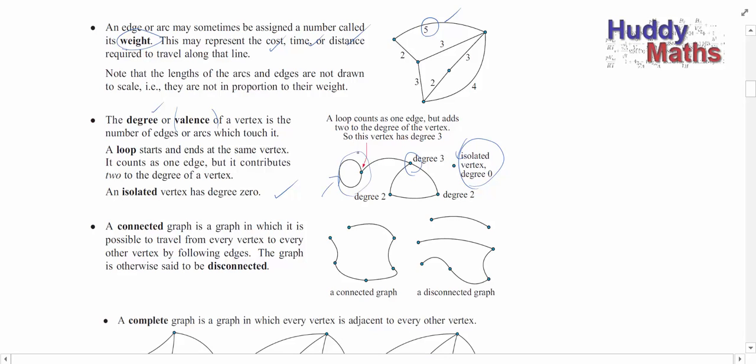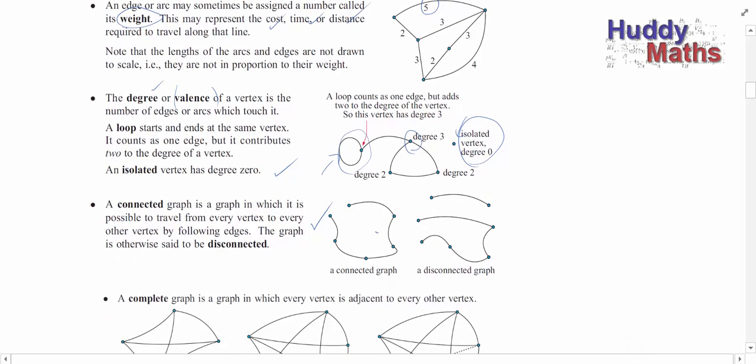Now, a loop means you can start at that vertex, go round somewhere, not necessarily to another vertex, and come back to that. So it's a loop. A connected graph is one where you can travel from every vertex to every other vertex. Otherwise, it's disconnected. So this one is connected. This one has points, see here and here, disconnected graphs. You can't get to every one via the others.